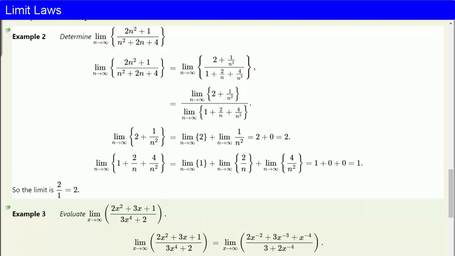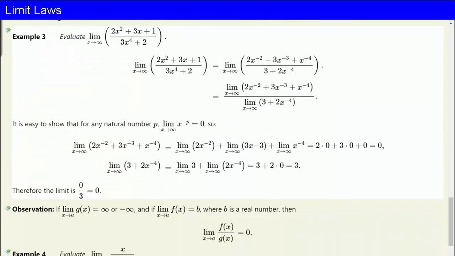Now the denominator, and again use the sum law. The limit of 1 plus 2 over n plus 4 over n squared is the limit of 1 plus the limit of 2 over n plus the limit of 4 over n squared. And that's 1 plus 0 plus 0, and that's 1. So the limit of our original sequence is 2 over 1, which is 2. The same principles work for limits of functions, and we leave these to the posted notes for this course.